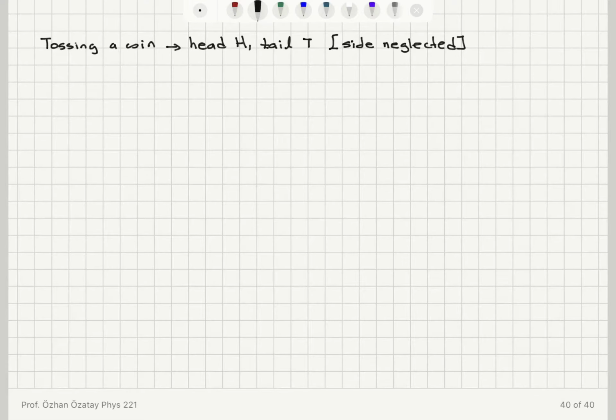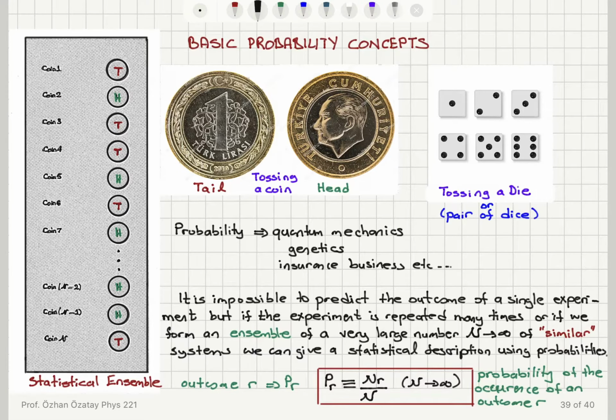Now I want to know if I can predict the outcome of this experiment. So using classical mechanics, how would I predict the outcome of this experiment? Well, I need to know the exact mass distribution in this coin. Where is the center of mass? What are the forces acting on this coin as it falls down? The gravitational force, the air drag, etc.